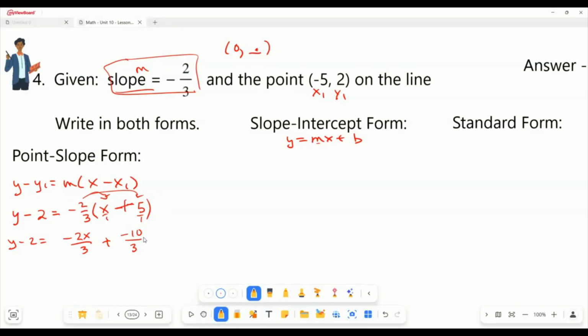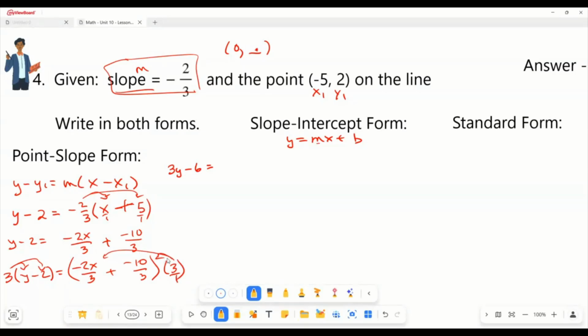Now we got to get rid of these fractions so that then we can go to putting stuff in standard form and slope-intercept. To get rid of the fraction, we multiply by the denominator. Distributive property, 3 times y, 3 times negative 2. So I'm going to move up here, 3y minus 6. 3y minus 6.